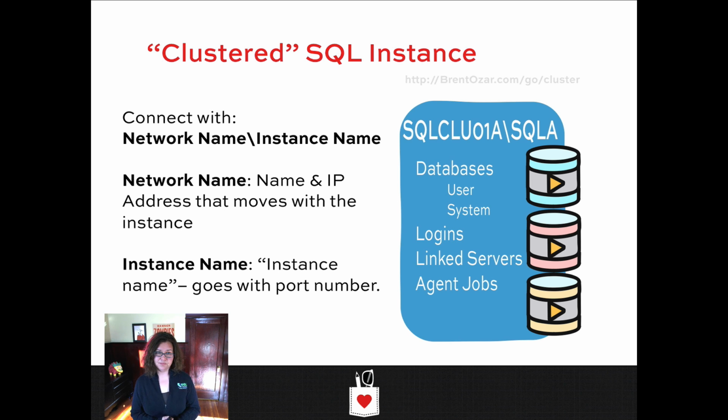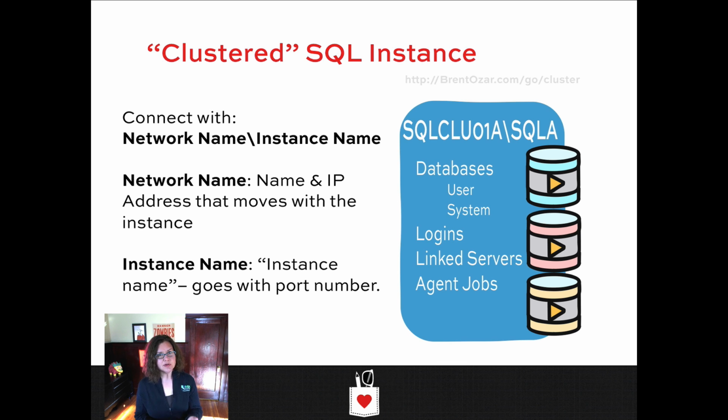When you talk to a clustered SQL Server instance, it's a little bit different than talking to a standalone instance. You connect with what's called a network name or a virtual name. And this is a name and IP address that's specific to that instance of SQL Server. You also have what's called an instance name, and this gets a little confusing because I've said the word instance multiple times. The instance name is just like a named instance in SQL Server, even if you didn't have it on a cluster.